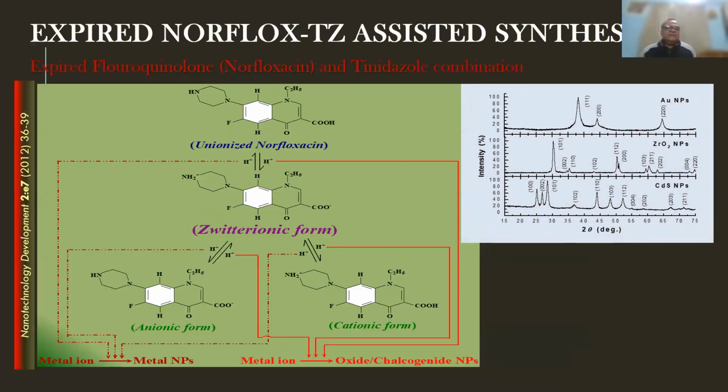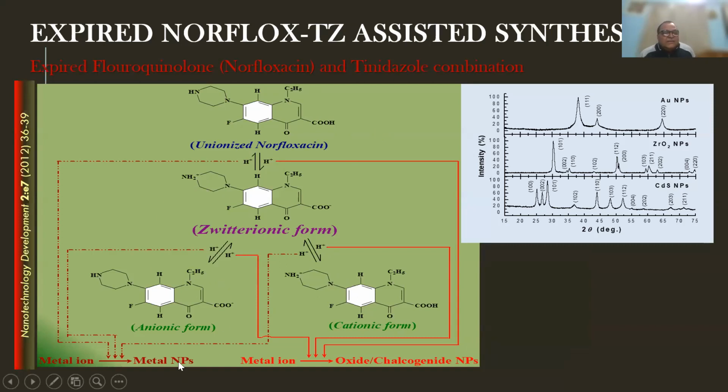One more interesting thing is that, as I told you, it is a representative slide. My student has worked on other pharmaceuticals also, those that are expired. So norfloxacin is zwitterionic, and we made use of norfloxacin for synthesizing nanomaterials, and we reasoned with it. In literature we found that it is zwitterionic, and the anionic form and cationic form are both exchanging energy. So in every case you are getting the energy all the time.